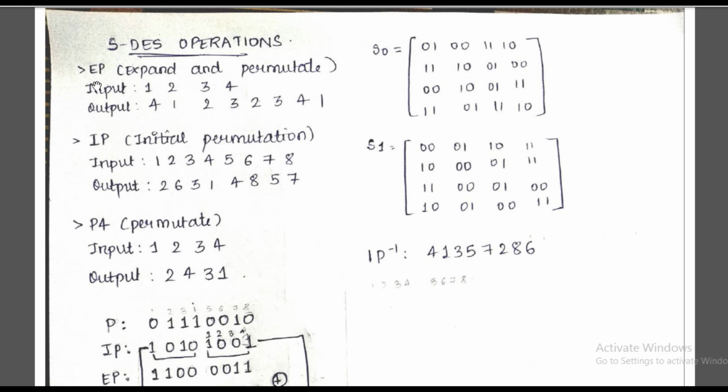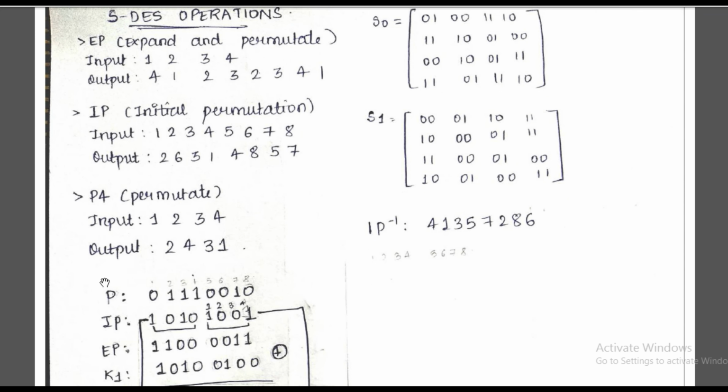So in the question we will be given these inputs. For example, we will have the EP table, then IP table, P4 table, S0 and S1, and IP inverse you might be given. Now this is the input for which we are performing the encryption, that is P equal to 0111 0010. Here I have written the numbers above it for our reference.